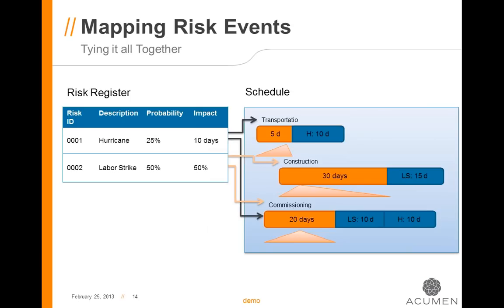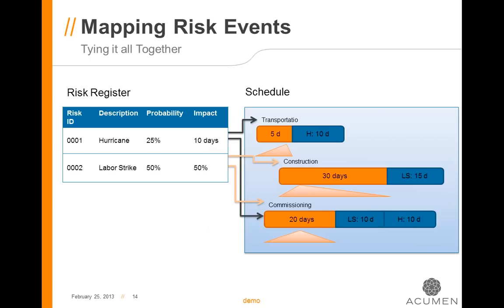Now, as I mentioned earlier in the presentation, there's more to managing risk than having a risk register. I mentioned earlier that I was simply going to a text field in my schedule and typing in the risk ID, and it really wasn't doing anything for me from a calculation perspective. We've gone well beyond that with Acumen Risk. We have the ability to directly link the scheduled tasks to the risk register and have the probability and impact of those risks drive the schedule during the various runs of the Monte Carlo simulation.